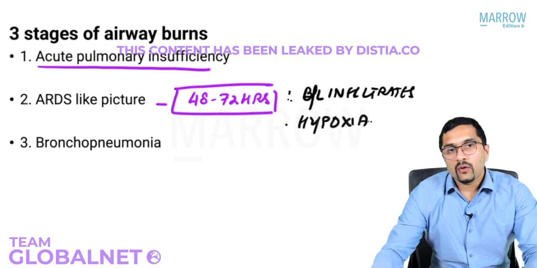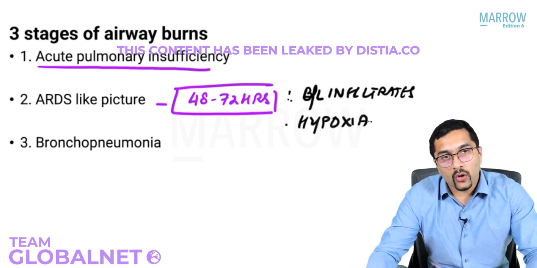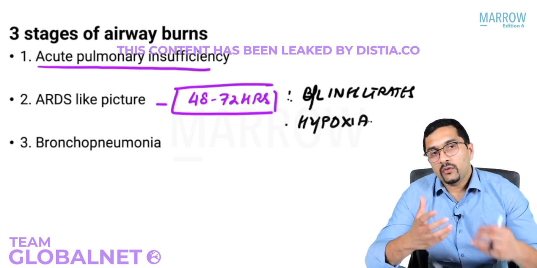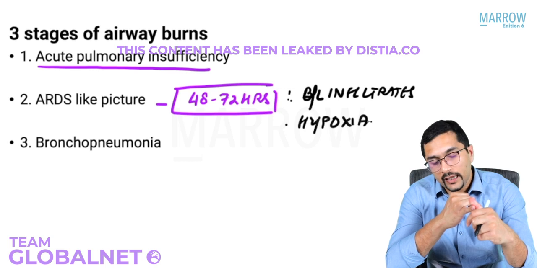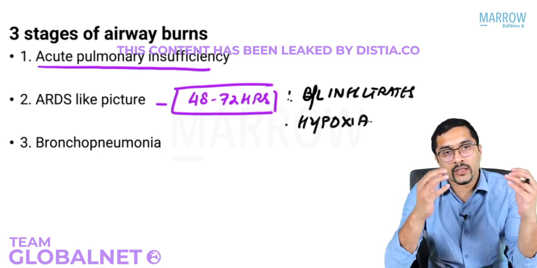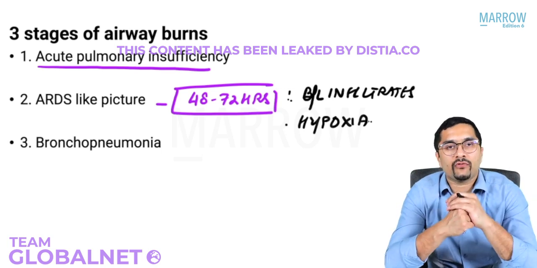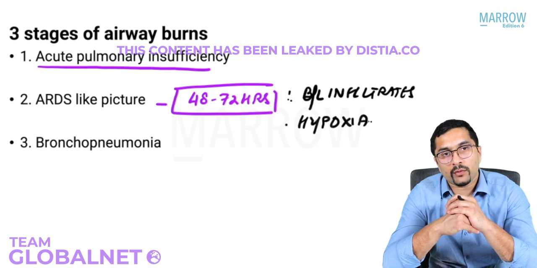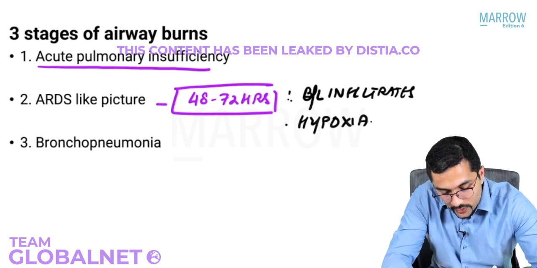And finally, what happens is that there can be bronchopneumonia. Pneumonia can set in. And why does pneumonia occur? A, because of the injury to that epithelium or mucosa, and B, because burns cause a global decline in immune function, right? So burns also decrease the immune response of the body. So there can be bronchopneumonia.